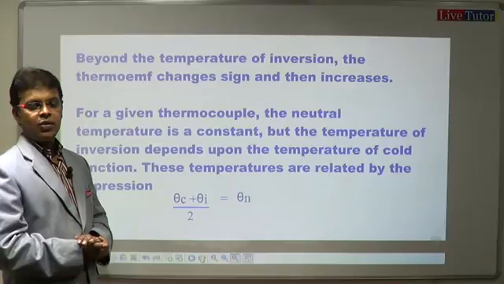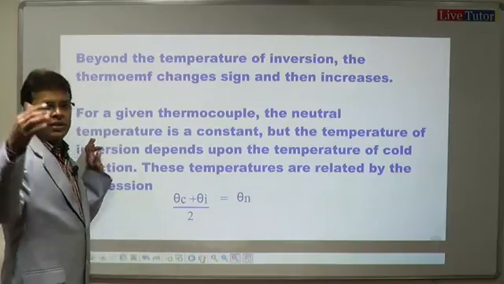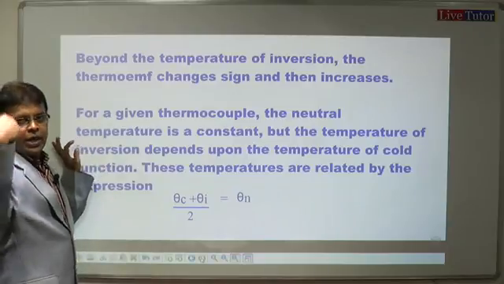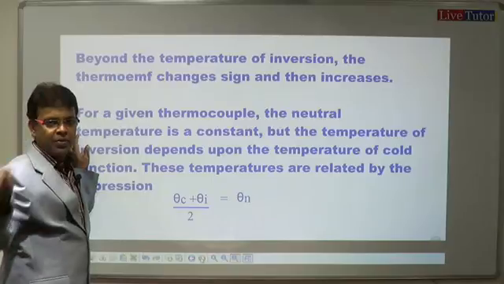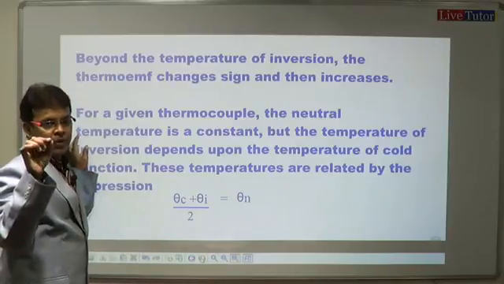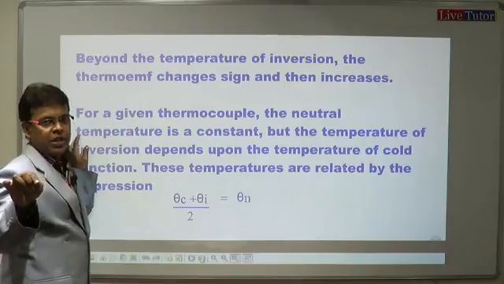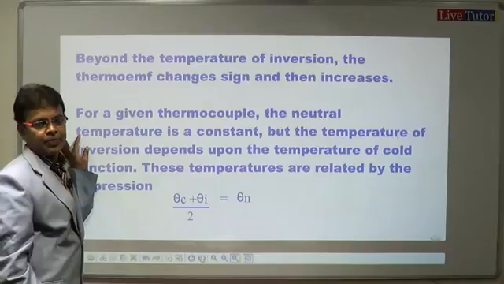Changes the sign என்ன ஆகும்? அந்த கிராஃப்ல என்ன ஆகும்? கீழ போய்டும். இல்லையா? Sign change ஆனா என்ன ஆகும்? y axisல பாசிட்டிவா இருக்குது, y dash axisல நெகட்டிவ் ஆயிடும். அப்ப கீழ போகுது. அப்போ கீழ போனால என்ன ஆகும்? இன்கிரீஸ் ஆயிட்டே இருக்கும். So beyond temperature of inversion என்ன ஆகும்? Sign change ஆயிட்டு and then again the EMF will start increasing.